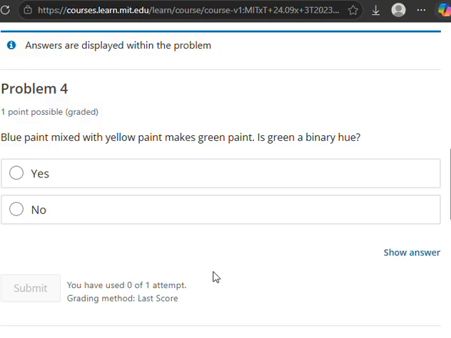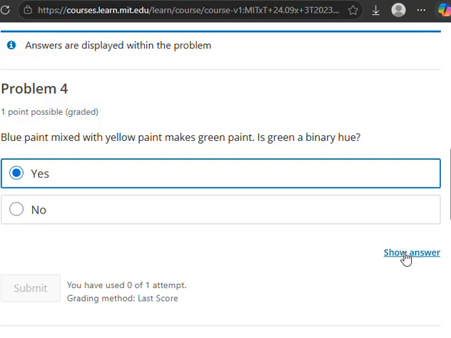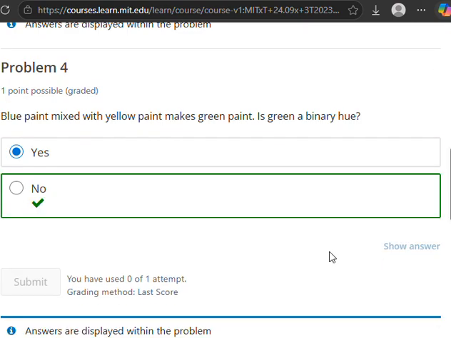Blue paint mixed with yellow paint makes green paint. Is green a binary hue? So if there's primary, right, is 6, is 2 times 3 is 6 binary, and it's yes. It's no.